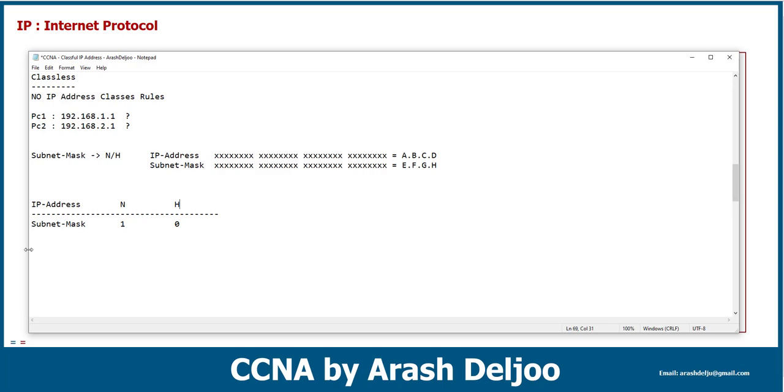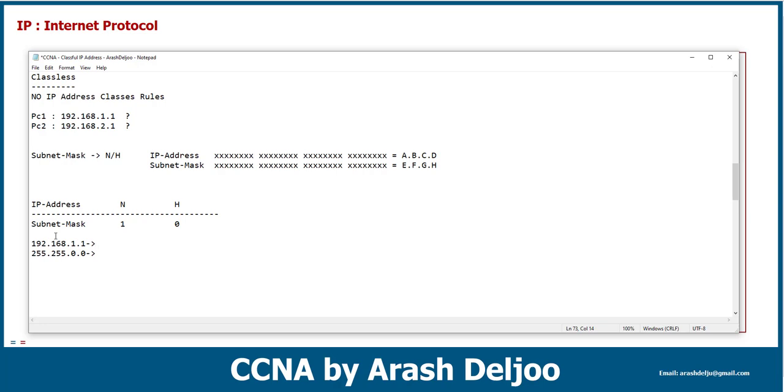Let me give you one example. Don't forget that here we don't use the IP address classes. Because of that, you shouldn't think about the IP address classes. This is the first example. For example, 192.168.1.1 with this subnet mask, 255.255.0.0. What is the meaning of the 255.255.0.0? Let me write these two values in the binary format only for better understanding.